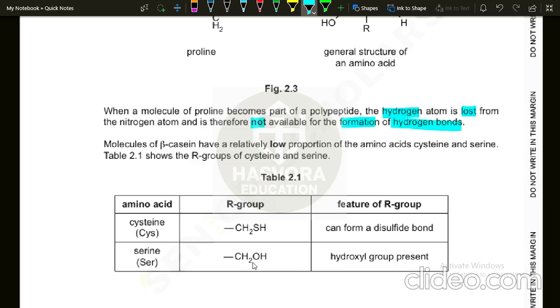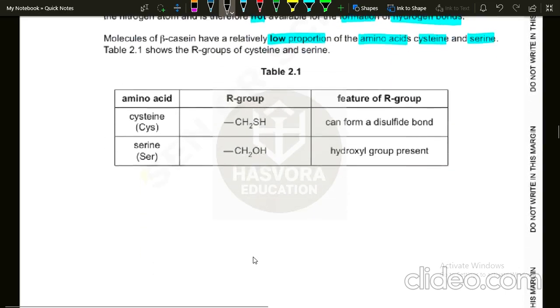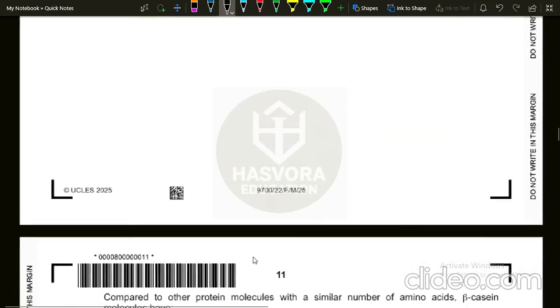Just as I said, molecules of B-casein have a relatively low proportion of the amino acids cysteine and serine. So they've also provided us with this information that it has a low proportion of cysteine and serine. Table 2.1 shows the R groups of cysteine and serine. So this is the cysteine and this is the serine. It has the OH group. It means that it can form hydrogen bonds, and the cysteine can form a disulfide bond because of its sulfur. The hydrogen will be lost and there will be a sulfur-sulfur bond, which we call the disulfide bond.